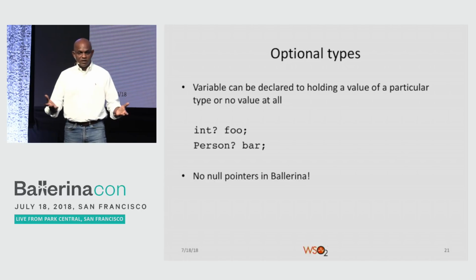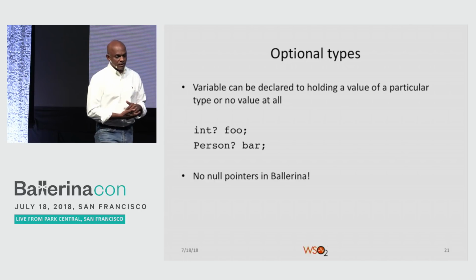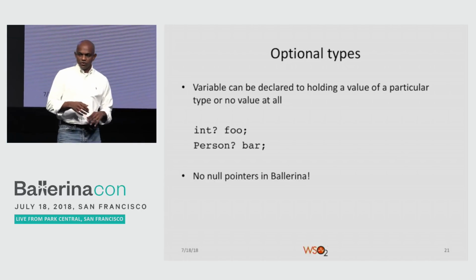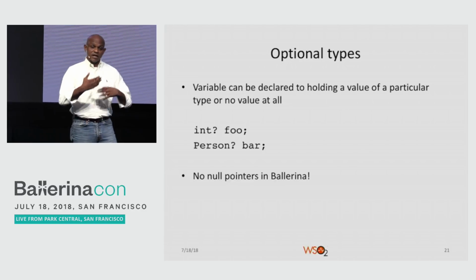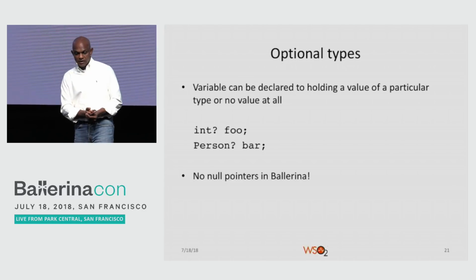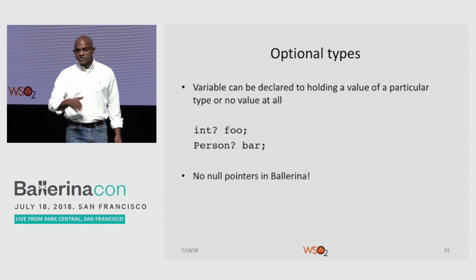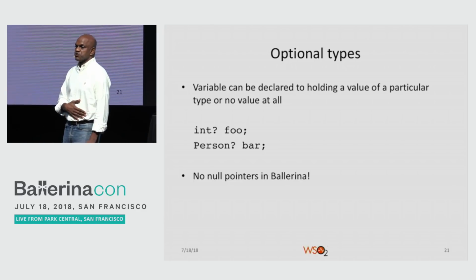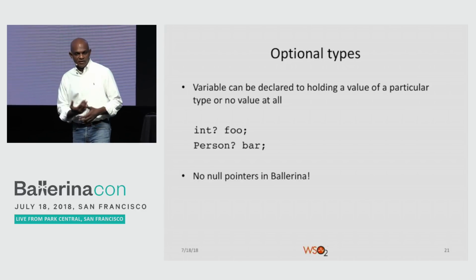Right? So it has no value, so you can't access it. If you declare a variable as int question mark foo, you have to check whether it is actually an int or it's nothing. And if it's nothing, there's nothing, so you can't get it. Right? So with this, there are no null pointers in Ballerina. You cannot get a null pointer issue in Ballerina because there is no concept of null in the language.